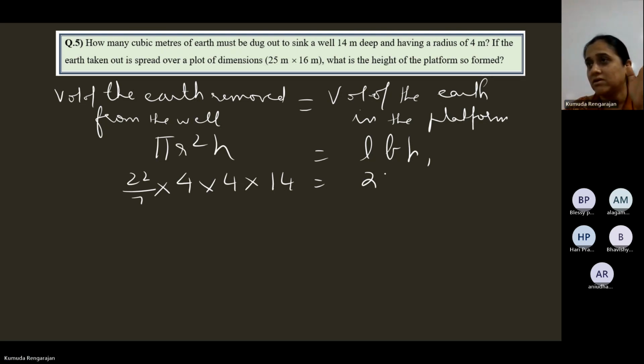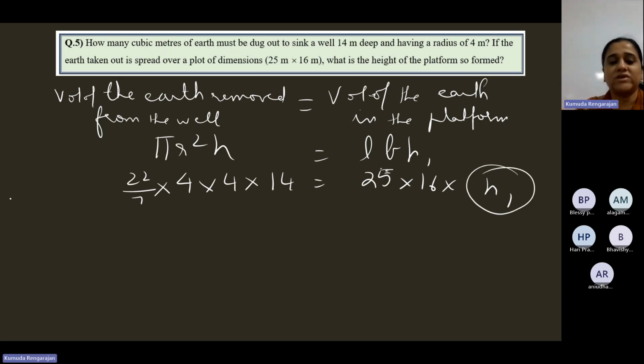It's meters everywhere. Sometimes if a centimeter unit is given, you should have everything in the same unit. Any same unit, you can have everything in centimeter or everything in meter. So 25 into 16 into H1, correct? Now see, all are numbers, only H1 is a variable. So this is one equation where there's only one variable, H1. So you can solve and find the value of H1.